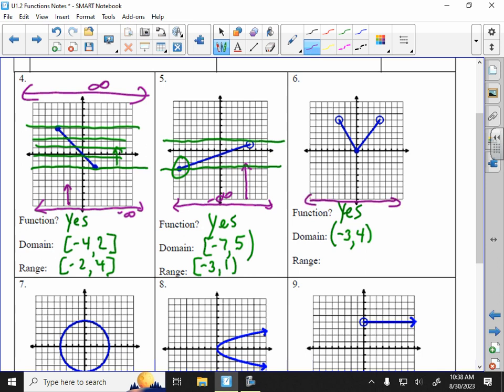That horizontal line will not intersect, so we slide it up, find out when does it first hit. It first hits right here, and y is 0. And because it's a closed circle there, it's a bracket. And we slide it up. It's going to stop hitting our graph right here. So it's at 1, 2, 3, 4, 5, when y is 5. We have open circles, so it's parentheses.